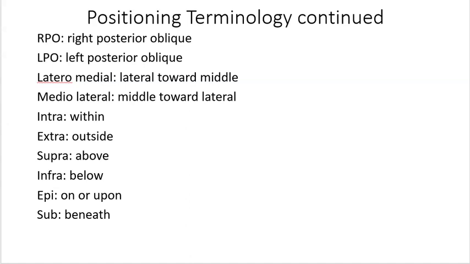Infra is below a point. So if you say that this is below the median level of the pelvis, it just means it's below a point. Sub means it's beneath a structure. So the kidneys sit beneath the adrenal glands. The adrenal glands are above, supra, to the kidney.